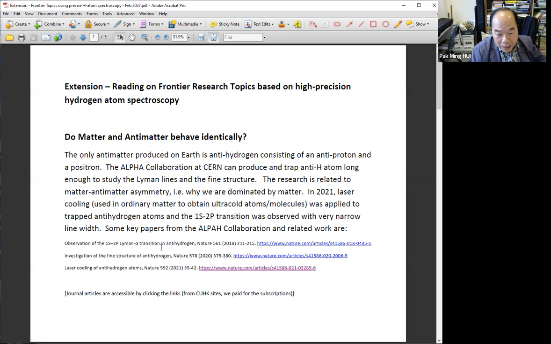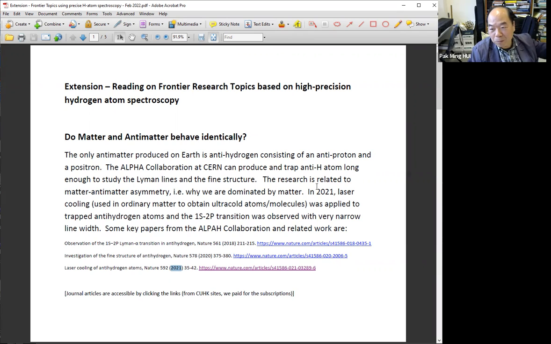So here are 3 kind of classic papers, all in Nature, the top journal. So 4 years ago, they looked at the 1s2p Lyman line transition. At that point, they could only observe it with some accuracy. But then in 2020, they can do the fine structure. That's really good. Spin orbit interaction, they already see that, okay? But a few months ago, they played something even fancier.